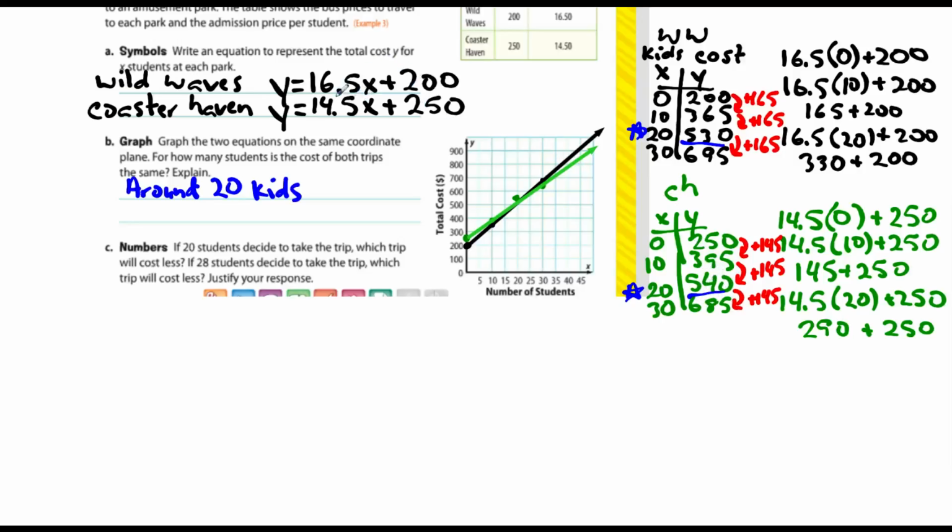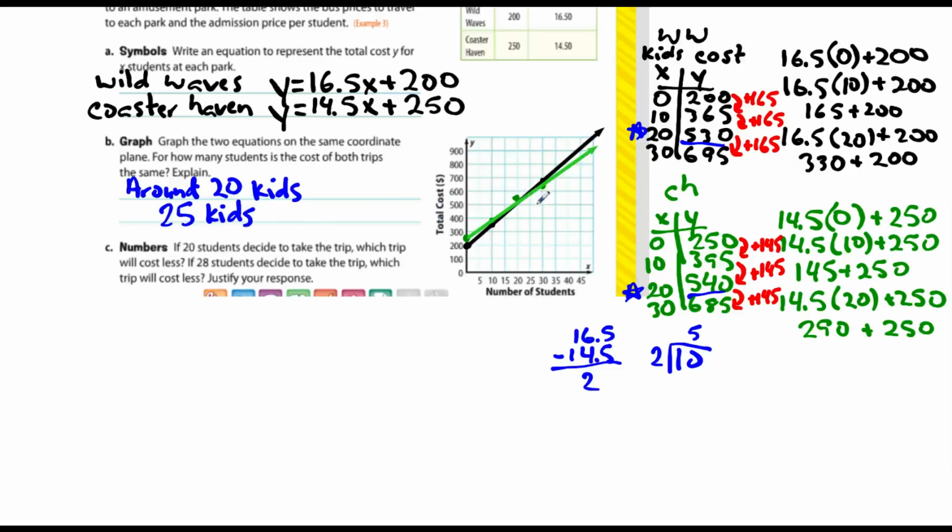Okay. Now let's compare that to how many kids they're bringing. The difference between $16.50 and $14.50, we subtract those, is $2. Right? So this place is $2 cheaper for each extra kid we bring. So at $2 each, how many kids would it take to make up the difference? 10 divided by 2 is 5. So 5 more kids than 20. So this should actually be 25 kids.